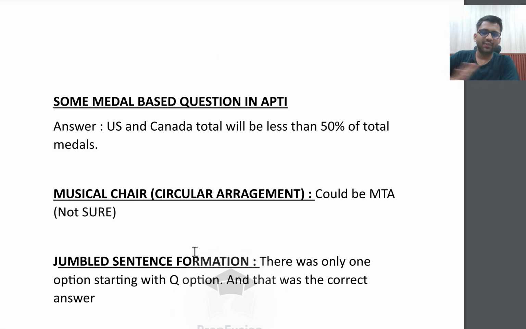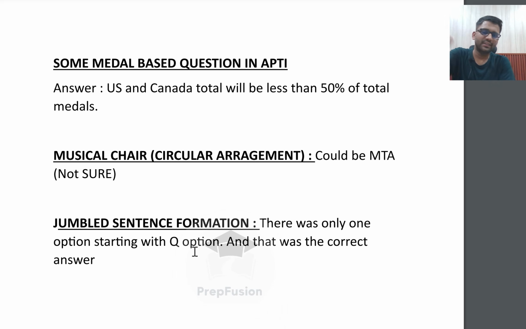Now, 3 questions in aptitude we did not receive the data for, because in aptitude it is very tough to remember the data. So these are the 3 questions. There was some medal-based question. There the answer was: US and Canada total will be less than 50% of total medals.